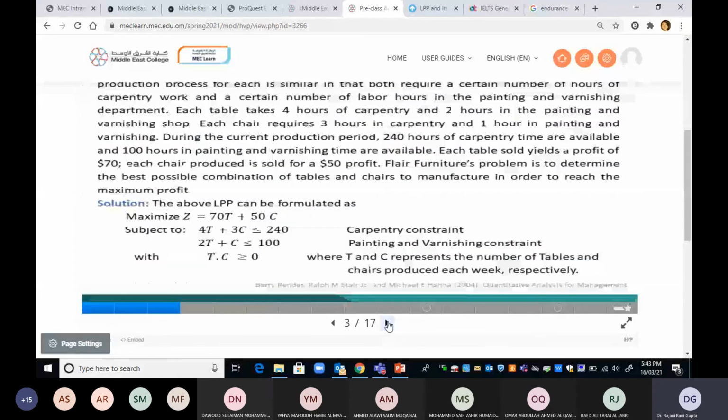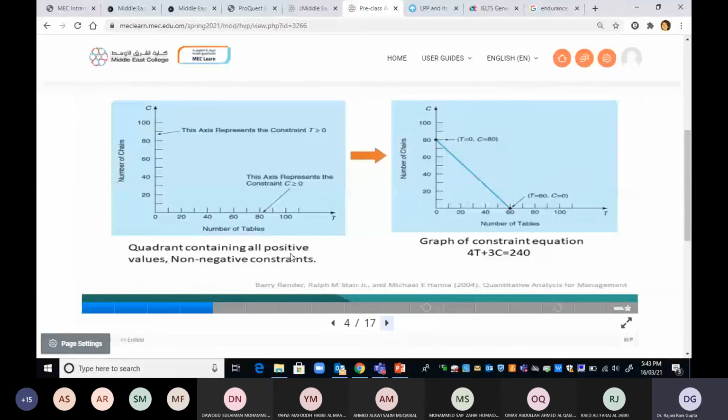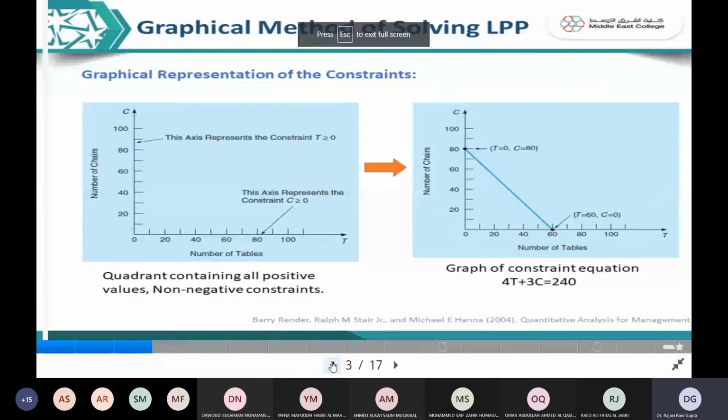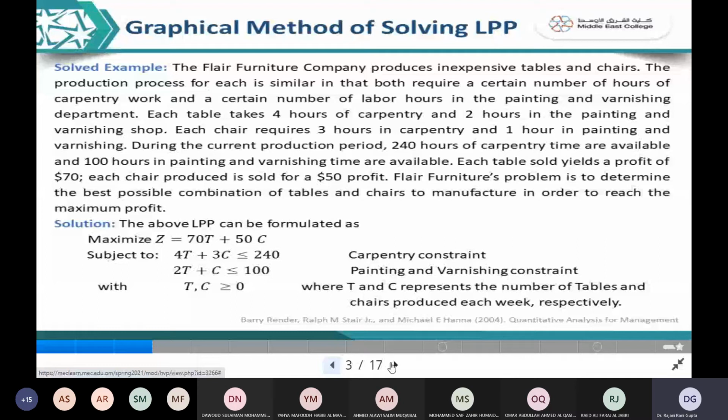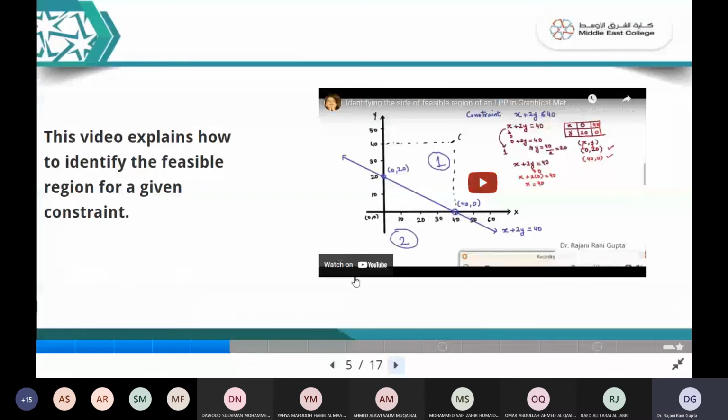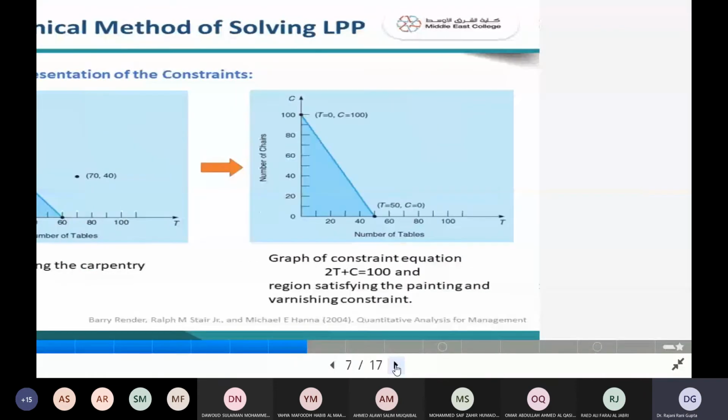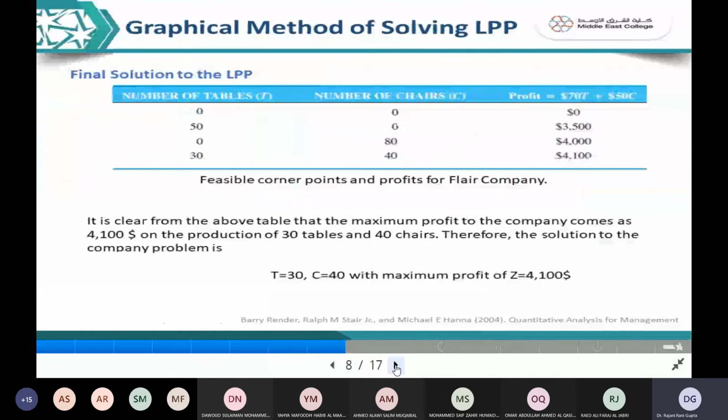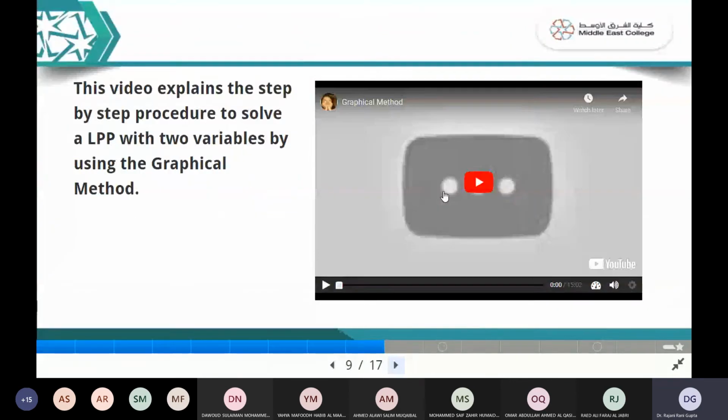And then how do we find the solution? So again, similar to what I have given for this week, I gave you the reading material, this example solved with the steps. Okay, then there's a video explanation of doing this, of solving this question. Okay, step-by-step procedure. Then this is again another video explaining everything, graphical method from the beginning.